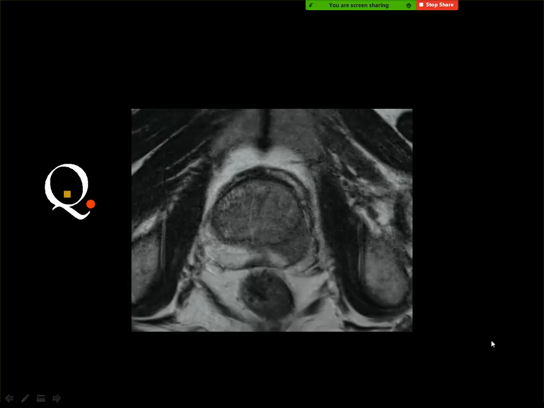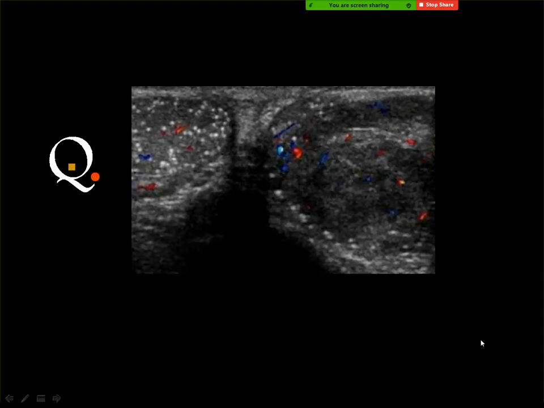And what do you think of this? Can be prostate cancer. Yes, and this is prostatic cancer to the left or to the right? Left side. To the left. And here, this is the low signal lesion, which is located in the peripheral zone on the left side, diagnostic of prostatic cancer.